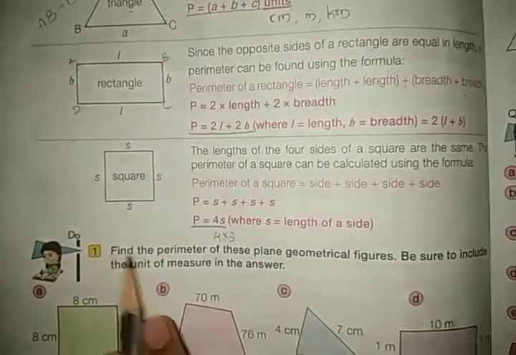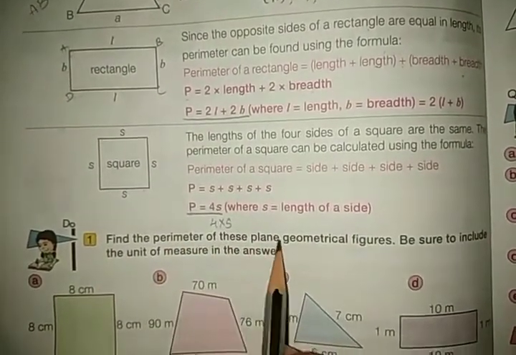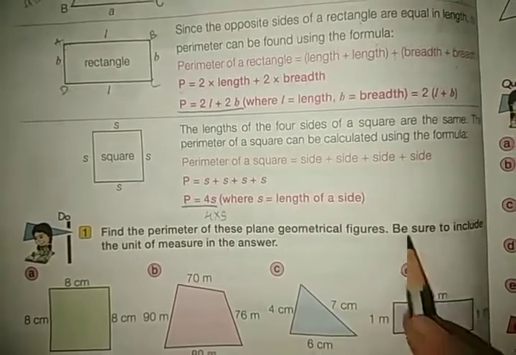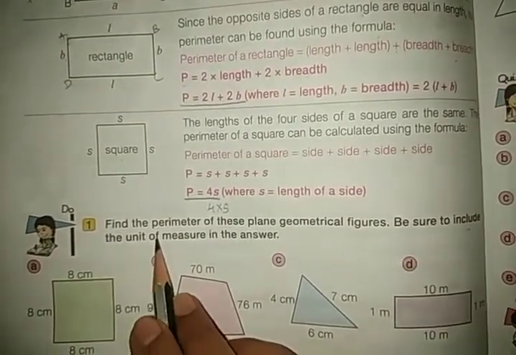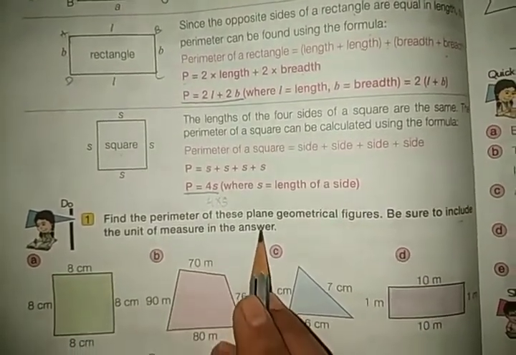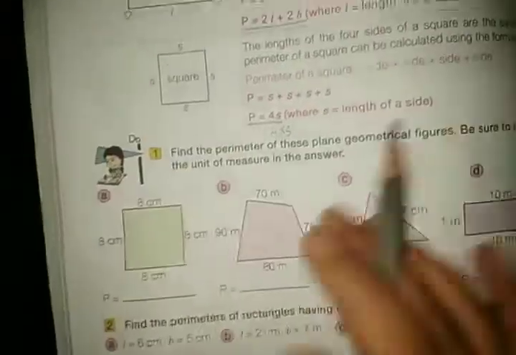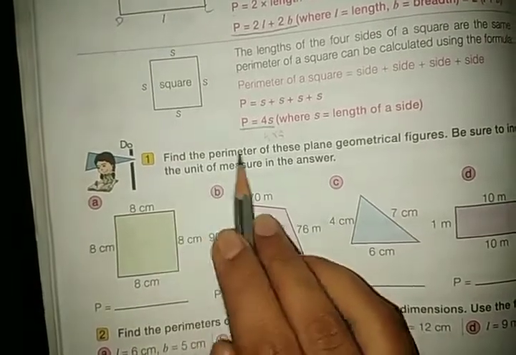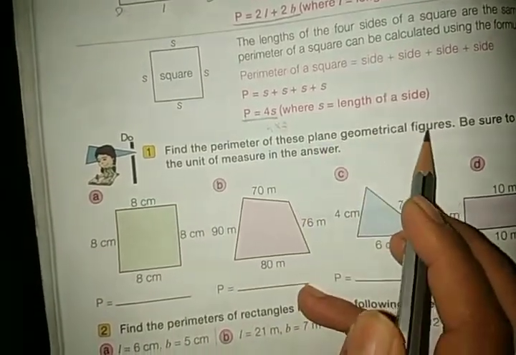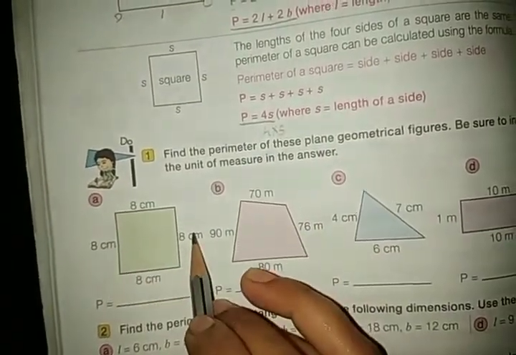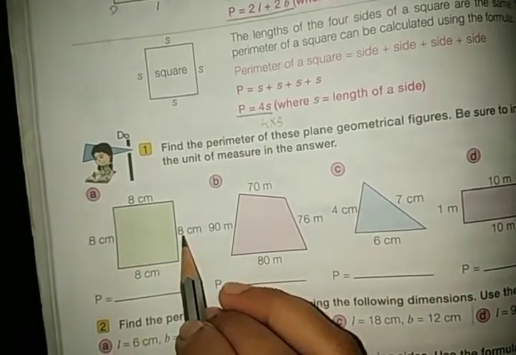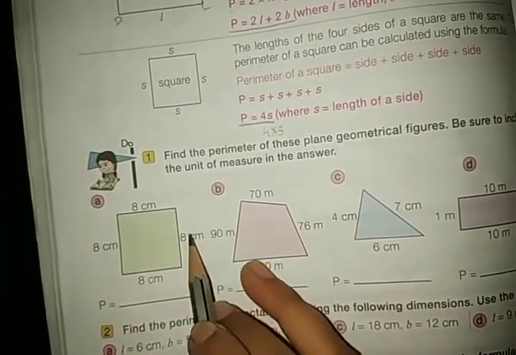First exercise is find the perimeter of these plane geometrical figures. Be sure to include the units of measure in the answer. Okay, they have given units here. We have to write the units also. We have to find out the perimeter of these geometrical figures. Perimeter means adding all the 4 sides.